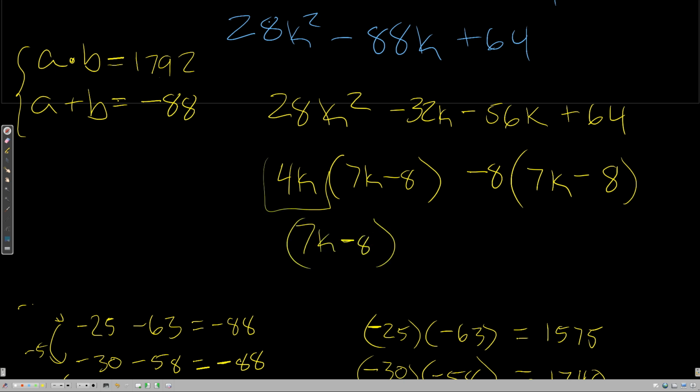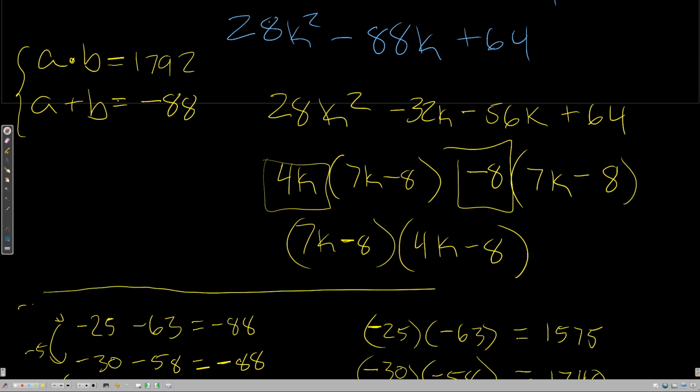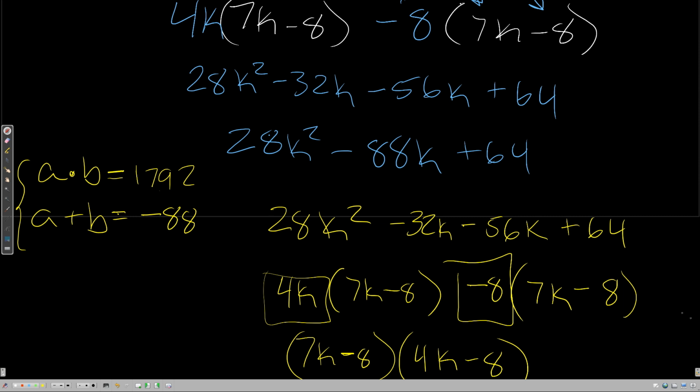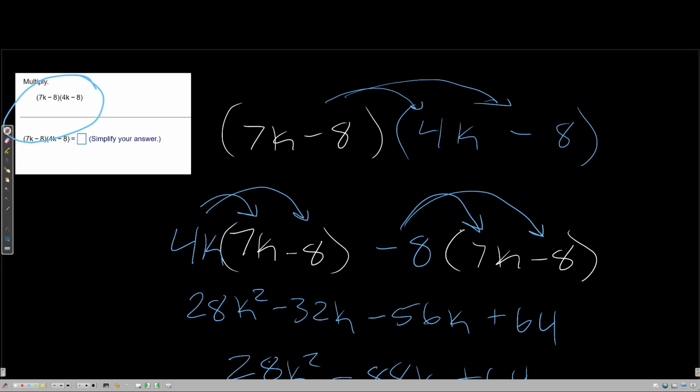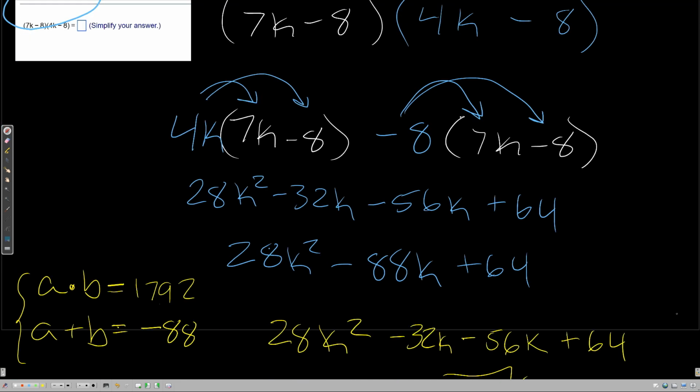And what's left over is all of the other stuff that it did not have in common. 4k minus 8. Now, after you get this far, have a look back at what you just did to factor it, and what you did to multiply them together.